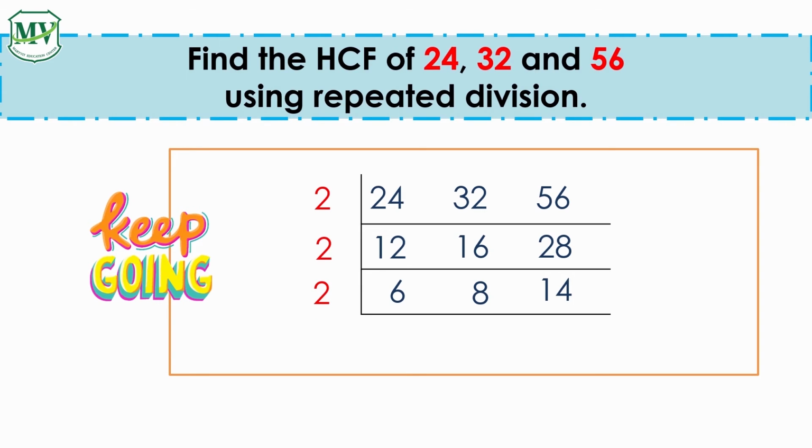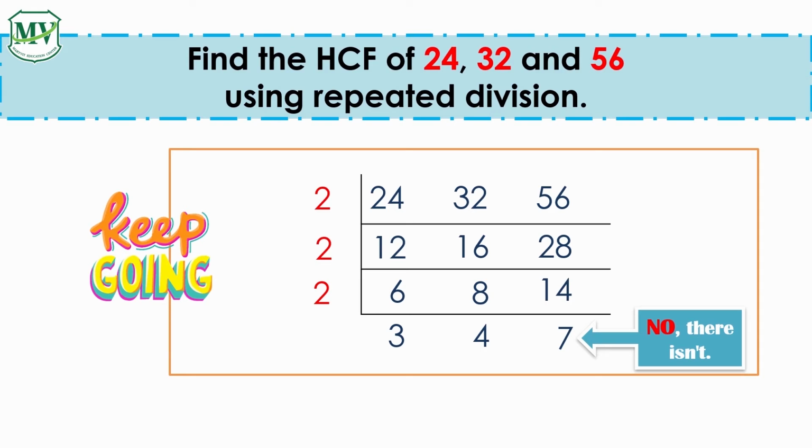Yes, 6 divided by 2 is 3. 8 divided by 2 is 4. 14 divided by 2 is 7. Now, is there a prime number that can divide 3, 4, and 7? You're smart! There is no prime number that can divide 3, 4, and 7.